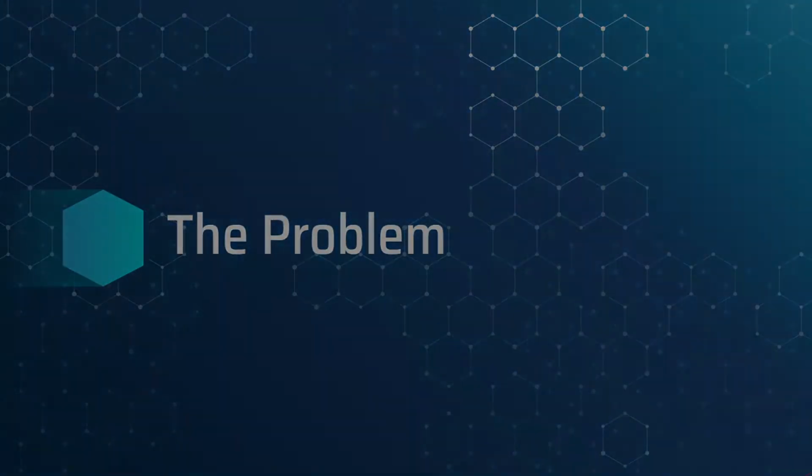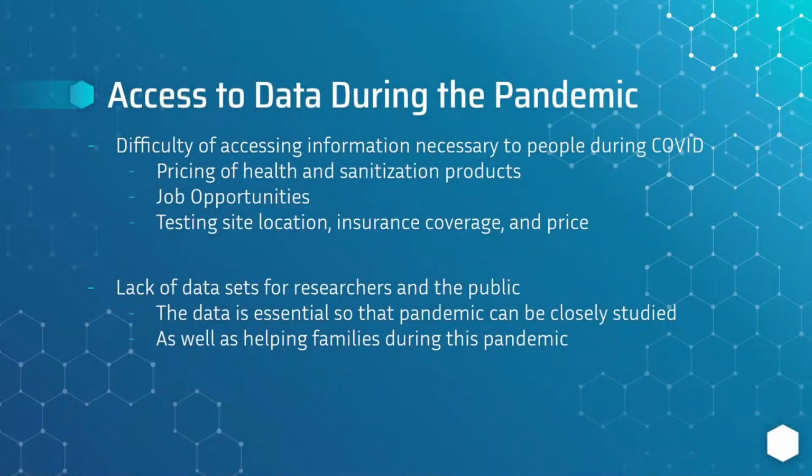The problem. The problem right now is the access to data during the pandemic. There is a large difficulty to accessing vital data online during the COVID-19 pandemic, such as the pricing of health and sanitation products, job opportunities, testing site locations, insurance coverage, and price. This lack of data causes many difficulties for researchers and for the public. The researchers can't closely study the pandemic without the centralized data, and as well for families that are just struggling during these times, they need information for all these products and other services.